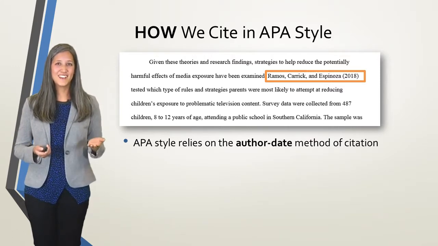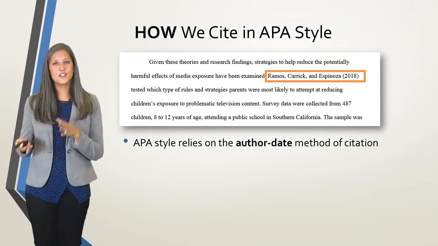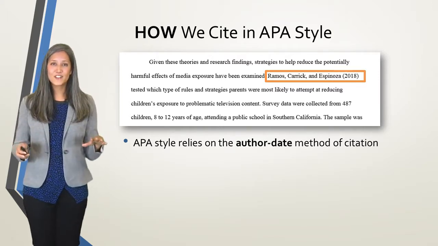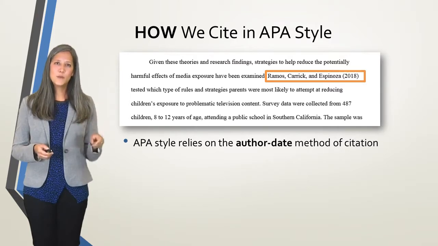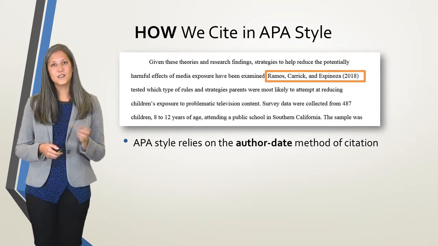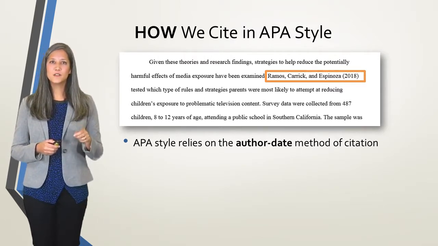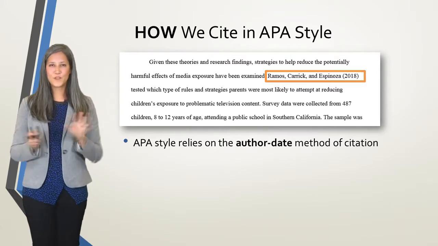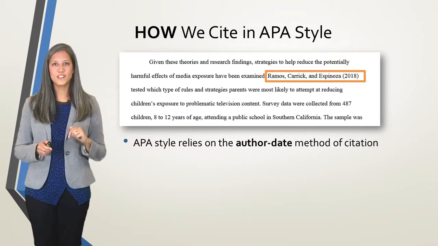That wastes space. If the reader wants that information, like the name of the journal or the article title, he or she can go to the entry on the reference page to find those details. We also never mention the authors' first names in an APA style citation. So we do not write, Michelle Ramos, Natalie Carrick, and Lupita Espinoza conducted a study, blah, blah, blah. Nor do we write, Ramos, Carrick, and Espinoza, professors or PhDs at California State University, Fullerton. None of that. We simply write the authors' last names and the year of publication.